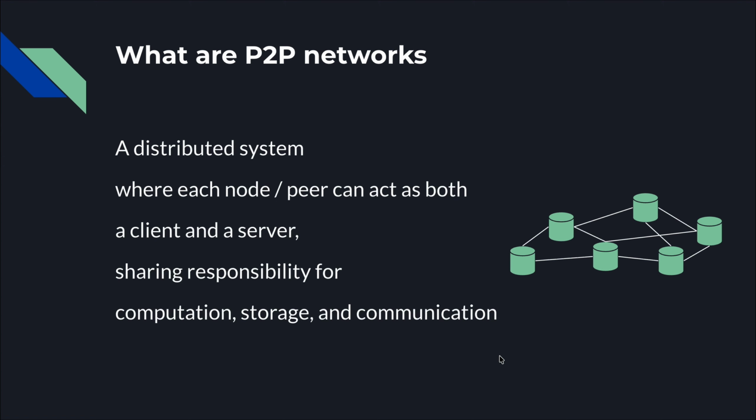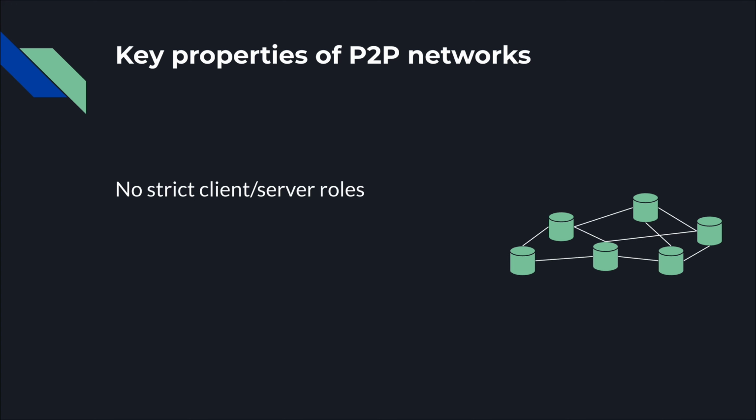P2P networks are a specific kind of distributed system where each node, also known as a peer, can act as both a client and a server, and all of these nodes together share the responsibility for computation, storage, and communication in the network. Now, these networks are often characterized by certain specific attributes.